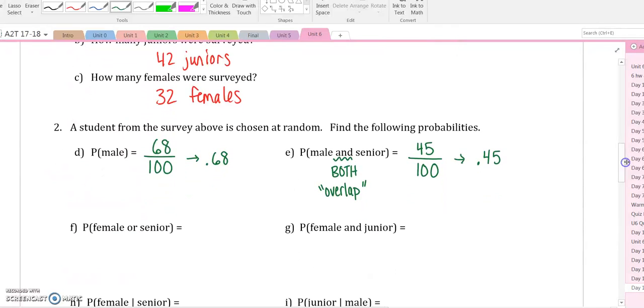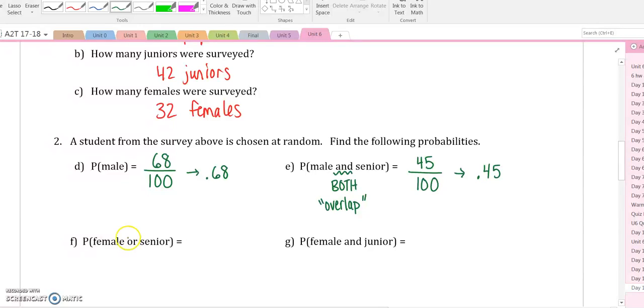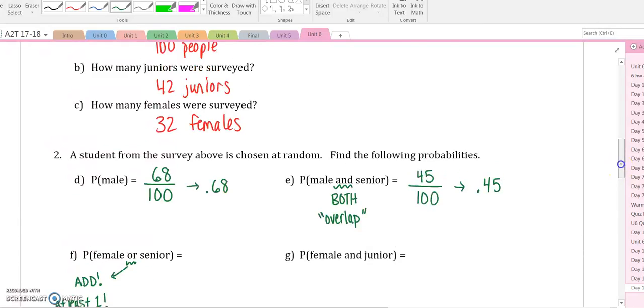Okay? Try it again with F. Probability it's female or senior. Now, or is a little different because remember, or means add. And in order for an or statement to be true, you just need the number to fall in at least one category. So, at least one. Meaning it doesn't have to be both. It doesn't have to be the overlap. It just has to fall in at least one.